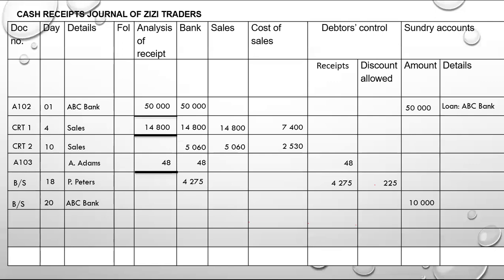Okay. And the bank, as I said, will be 12,000. So 10,000 is a fixed deposit. You write ABC Bank. And the 2,000 will be interest on fixed deposit. That's all. Let's move on.